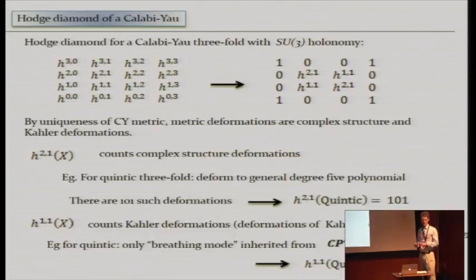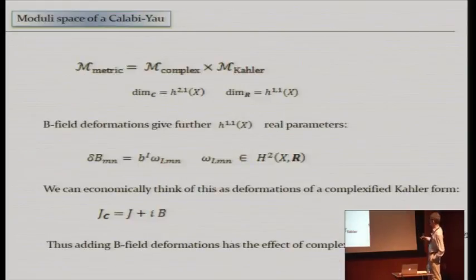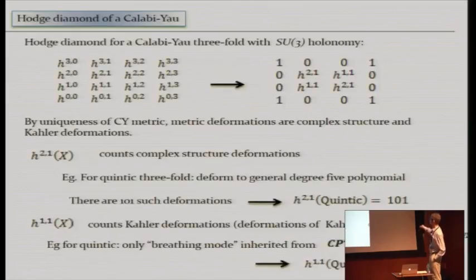Okay? So for example, for a quintic threefold, how do you deform the complex structure? Well, we had this degree 5 polynomial, and in fact I wrote a very special one. I wrote a Fermat quintic. You can just deform it to a generic degree 5 polynomial, and it turns out that such a generic degree 5 polynomial, if you do the count, depends on 101 parameters. And so, is maybe a little strong, but nevertheless it's true that h^{2,1} of the quintic is precisely 101.